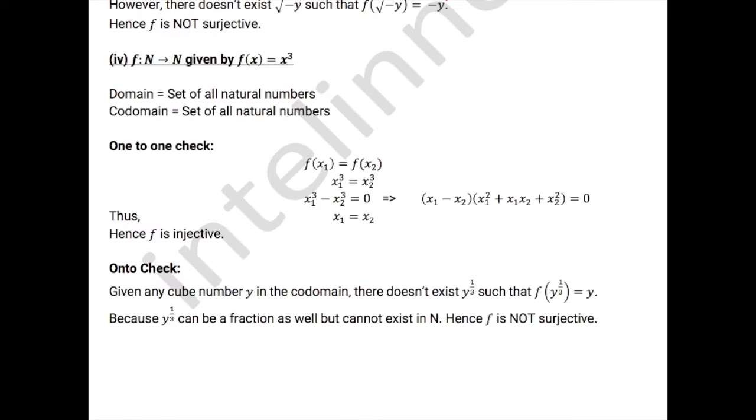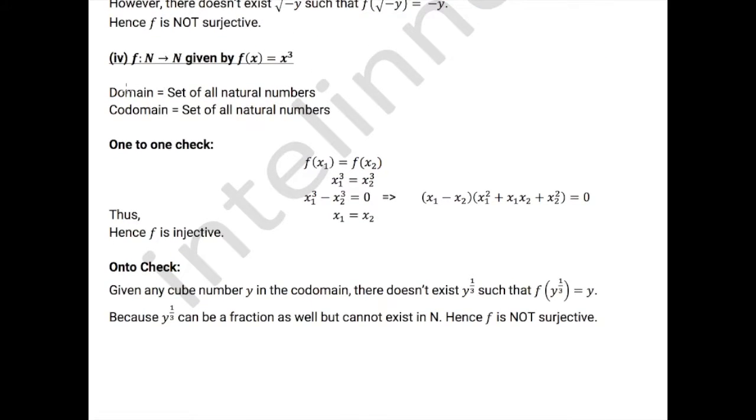The next question. So the function is defined in N to N, that is natural numbers to natural numbers, and f of x equal to x cube. So domain, codomain, this is natural number, this is again natural number. I have x here, I have f of x here, which is equal to x cube. So now again we are doing the same one-to-one check by assuming that the given function is many-to-one first.